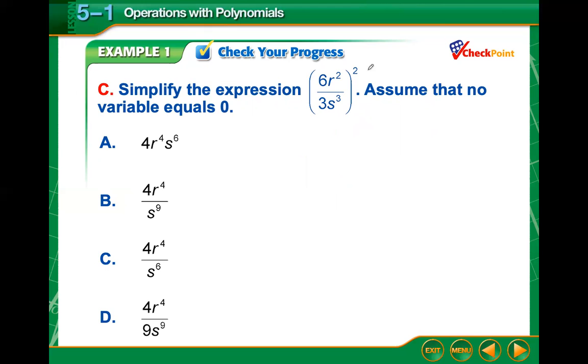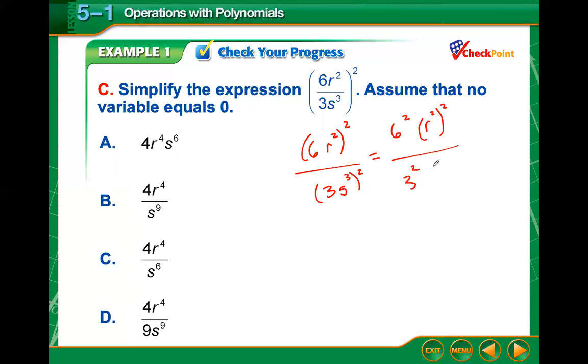All right, so we're going to distribute the exponent of 2 by using quotient of powers. That gets us 6r squared in parentheses squared over 3s cubed in parentheses squared. We then use power of a product, and distribute the exponent to both terms inside the parentheses. So we get 6 squared and then r squared squared over 3 squared and then s cubed squared.